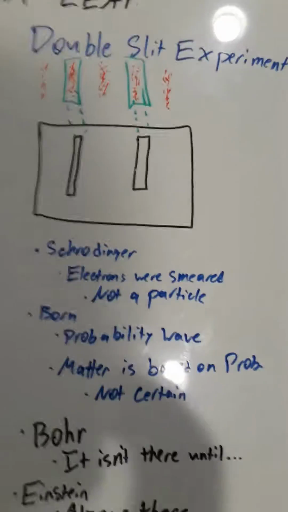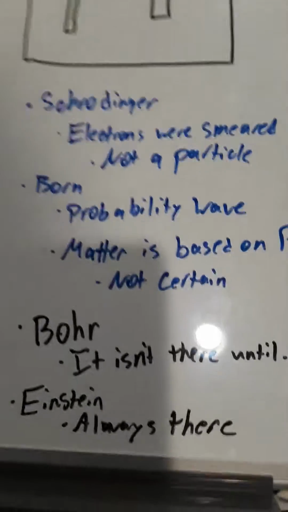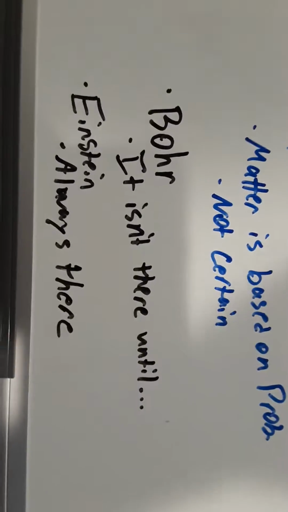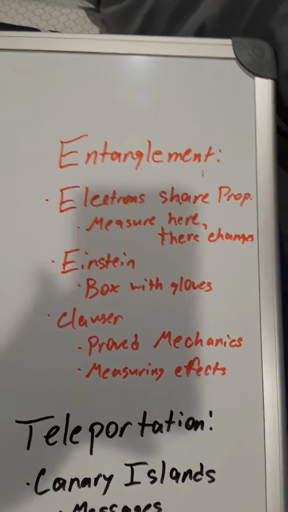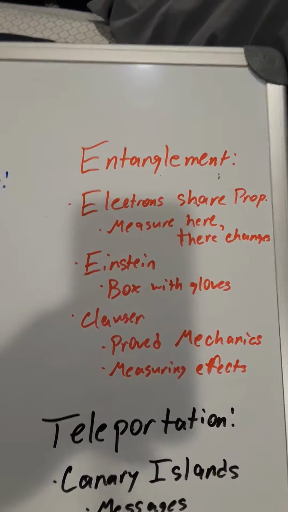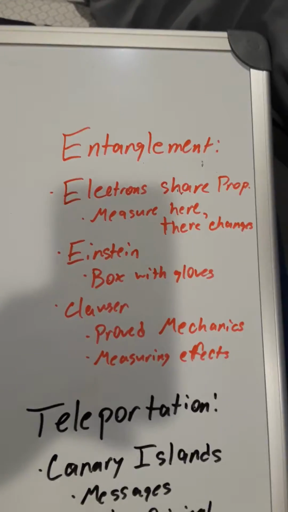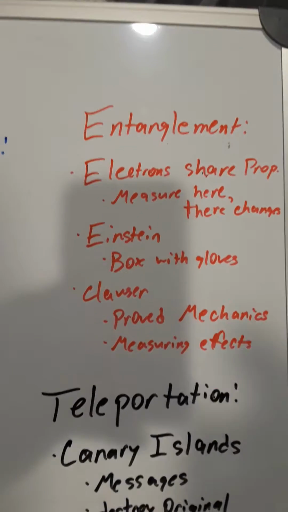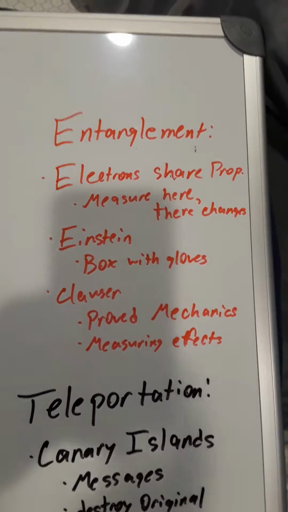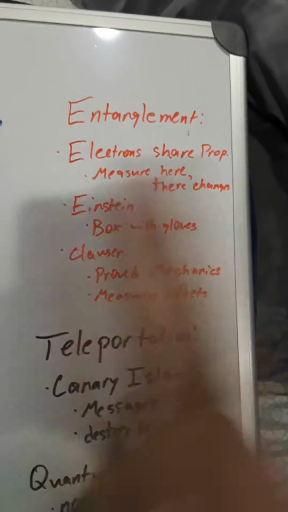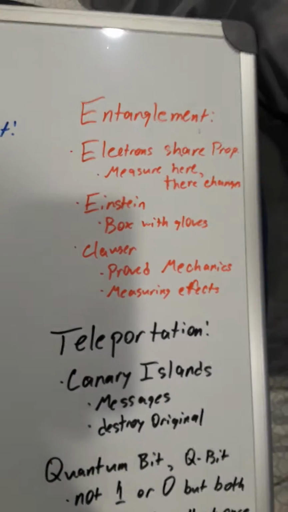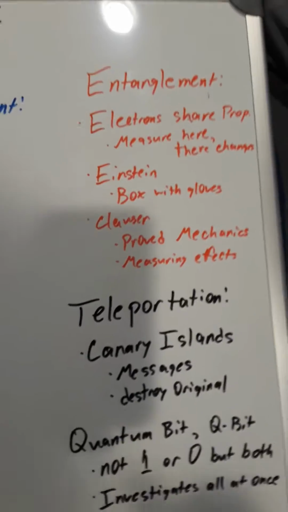Basically, the two ideas broke down to this. Bohr said that it wasn't there until you observed or measured it. Einstein said that it's always there. This sparked some debate, specifically about quantum entanglement, where electrons share properties. Bohr said that when you measure one entangled electron, the other one changes, because you measured it at that moment.